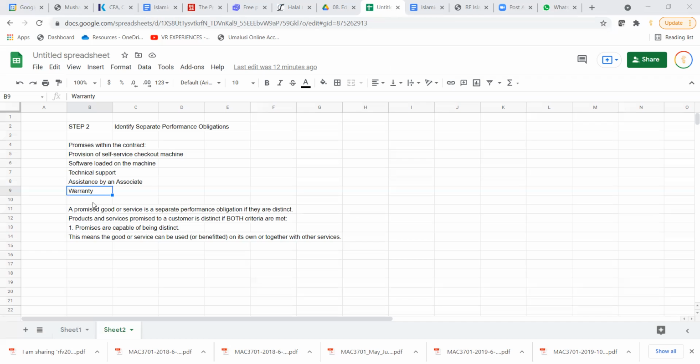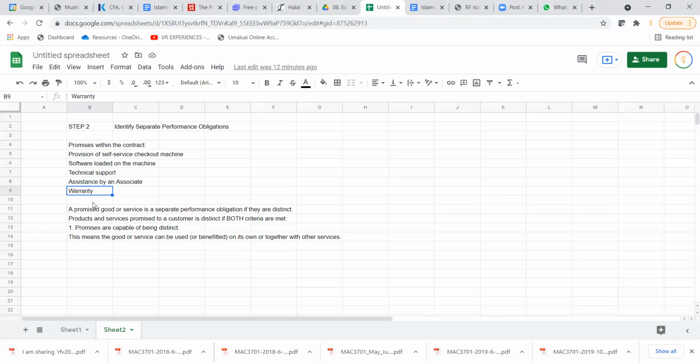Okay, so just take note of that. That means over here, this one meets point number 1. So it is capable of being distinct, not capable of being distinct.